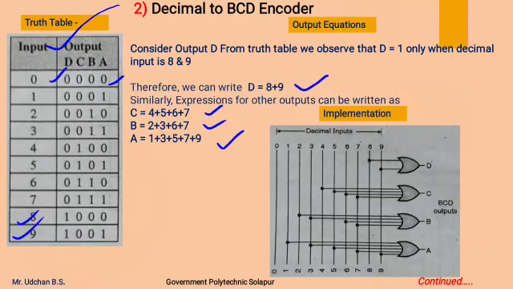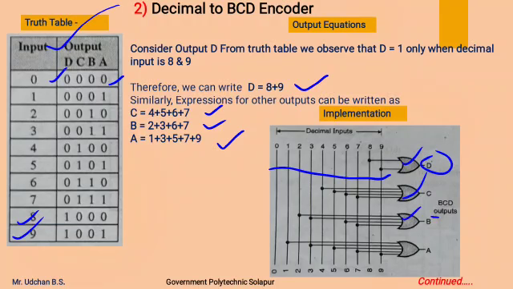We require here the 10 input lines from 0 to 9. These are the input lines. And for D, an OR gate is used to get 8 plus 9. For C, another OR gate is used to OR the 4, 5, 6, 7 input lines.